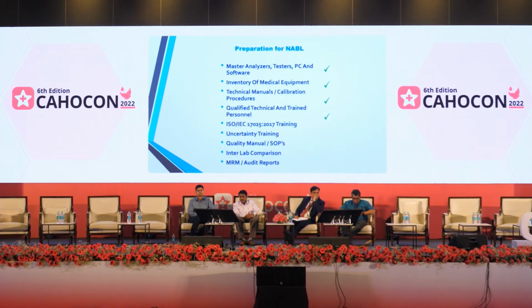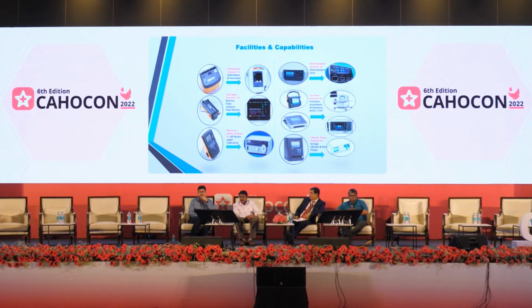While preparing for NABL, we prepared a checklist, and we analyzed that 50% of the resources were available with us, like master analyzers, testers, PC and software. Inventory was available with us, we had all the technical manuals for calibration, and we had qualified, trained people. What was missing was documentation, manuals, management review meetings, and audit reports. So we started with what we had.